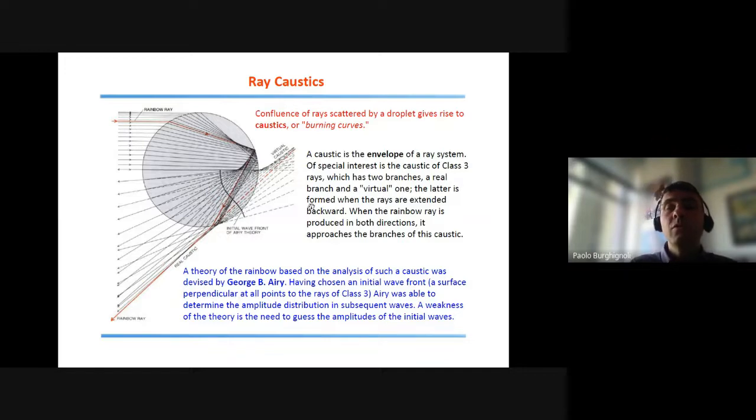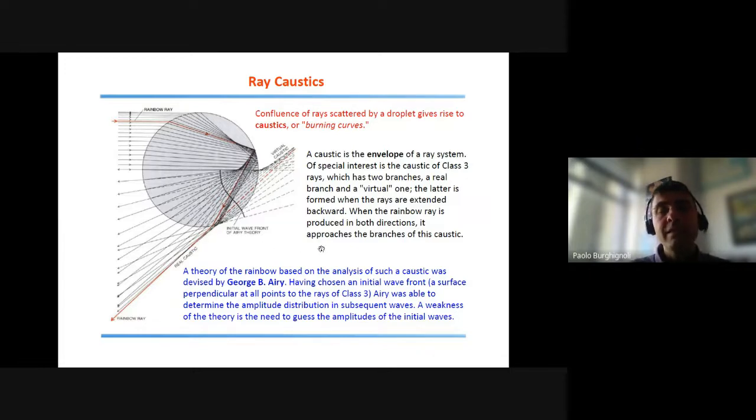They are also known as Barning curves for this reason. As we saw, the caustics are the envelopes of a family of rays. And here you can see the real caustic that is formed by the rainbow ray, which is the ray which exits with the largest or the smallest, depending on the order of the rainbow, exit angle or scattering angle.